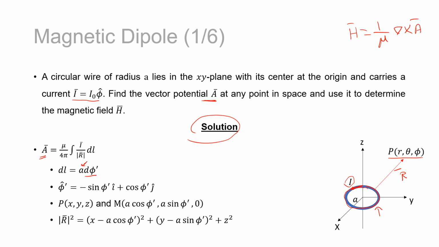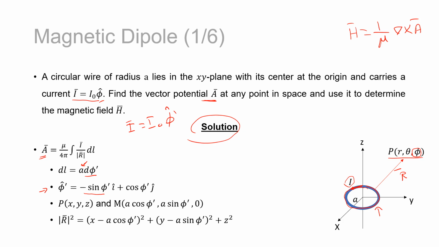radius of this loop. To distinguish between our phi, where we want to calculate the field, and phi, where the current loops, we will represent I as I naught in the direction phi dash. Phi dash we can rewrite in the Cartesian coordinates as minus sine phi dash in the direction of i plus cosine phi dash in the direction of j.